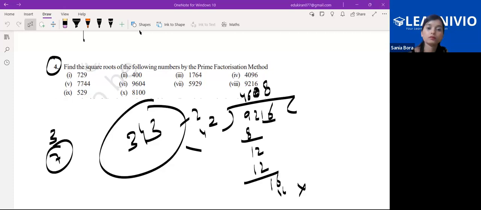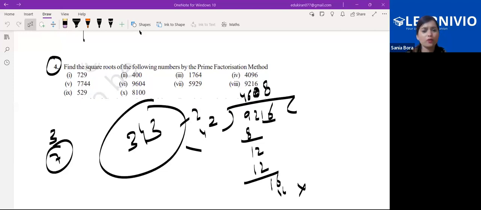Ma'am, I have a doubt in the 9th one. Tell me. 529. How? By which number could I divide? Seven is not applicable. Three is not applicable. Anyone who did the 9th one? Ma'am, I did. Tell me. Ma'am, I did with 7.